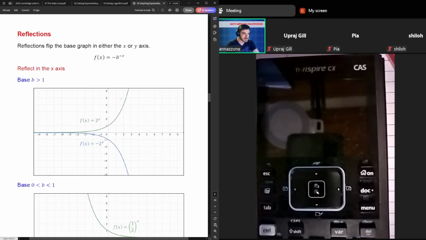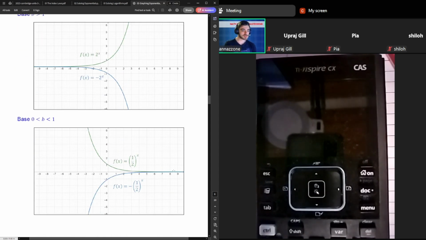Reflections. The weird thing about exponentials is that when you have your reflection terms, you also have to marry that up with the fact that the base can also act as a reflection term. So in the basic version, the base is greater than 1, and your graph is going to look like this. If you put a negative sign, that is a reflection in the x, and so it's going to start pointing down. But if your base is between 0 and 1, normally it would look like this, and a reflection in the x is going to be this bottom bit here.